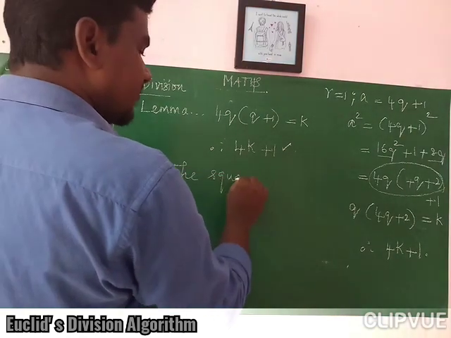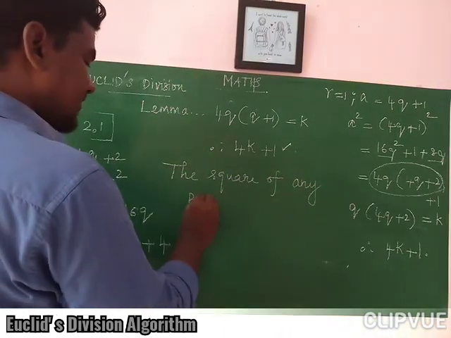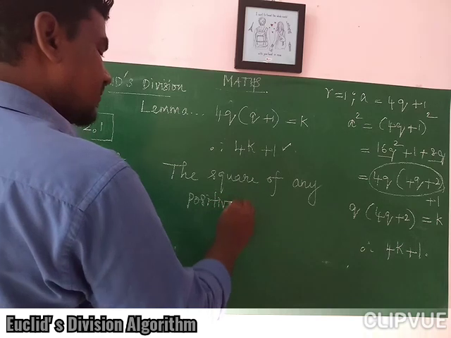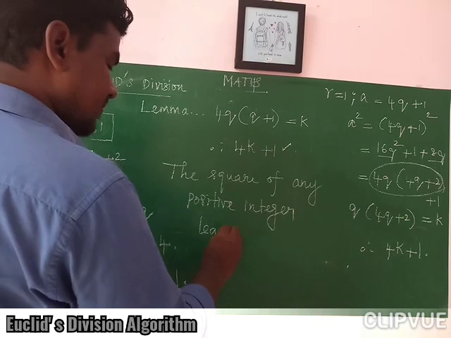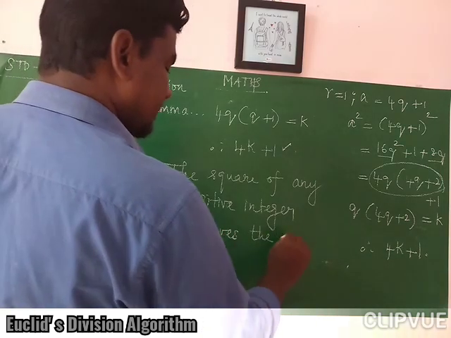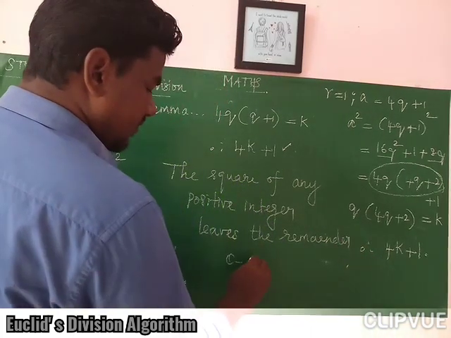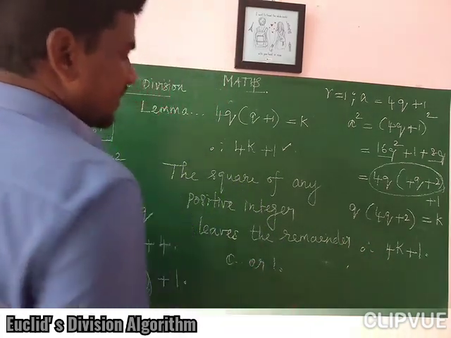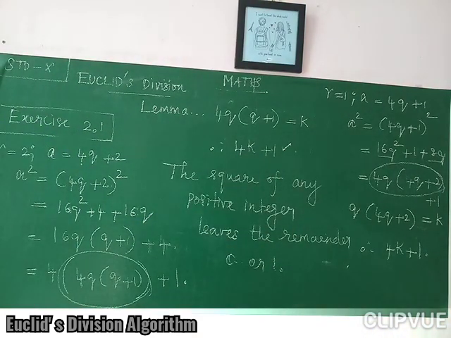The square of any positive integer leaves the remainder 0 or 1. If you take a third one, remainder r equal to 3 means you can take a equal to 4q plus 3, and the a square value, you can expand it and the remainder must be either 0 or 1. You have to verify it.